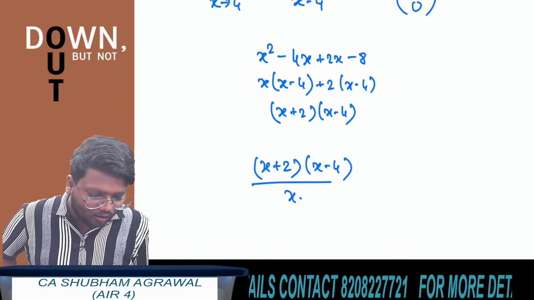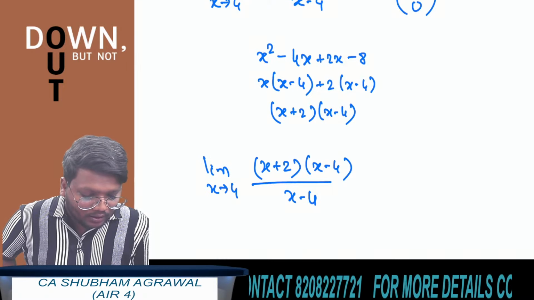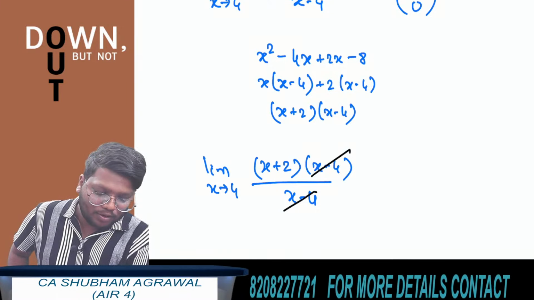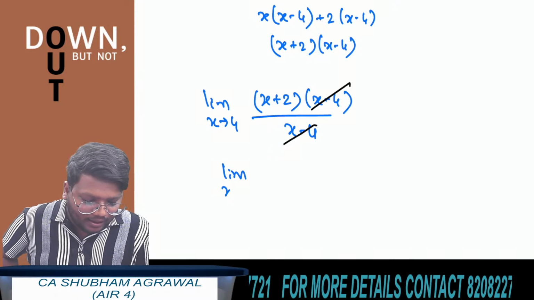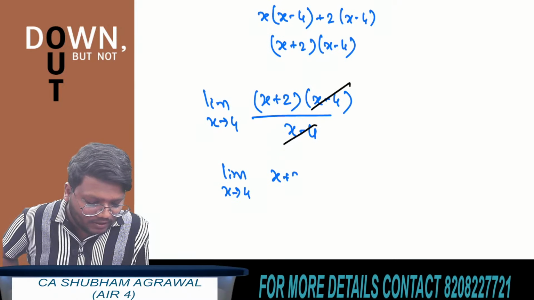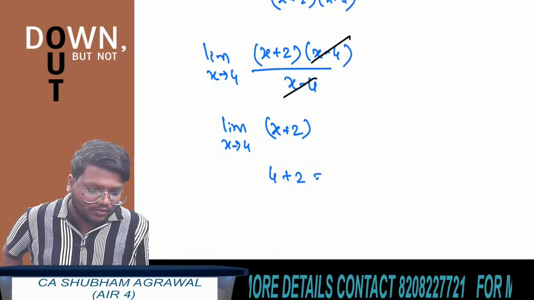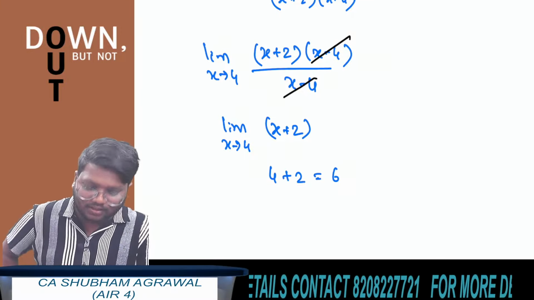And what is there in the denominator? x minus 4. Limit x tends to 4. You can now eliminate this x minus 4 from numerator and denominator. What is remaining now? Just x plus 2. Limit x tends to 4, x plus 2. Now put the value of x as 4, you will get the answer. So 4 plus 2 is what? 6. This is another method by which you can get the answer.